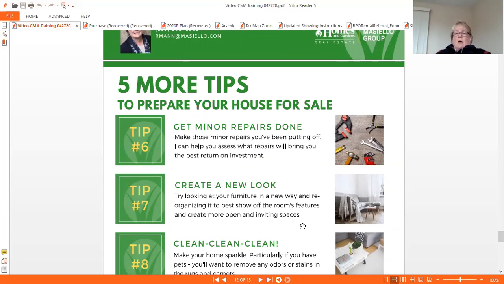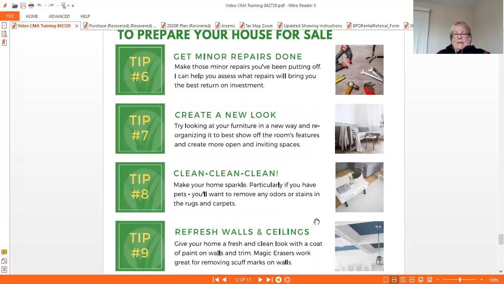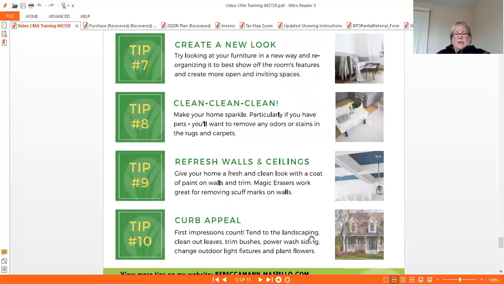Some of the space we talked about as well, as you can create a new look by having some pillows, some throws, some of those types of things in the living room, and it'll give it that nice, light, new, crisp look. And of course, we clean. And we talked about refreshing your walls and your ceiling, and then your curb appeal. Just take a look around at the yard and make sure everything is neat and orderly.